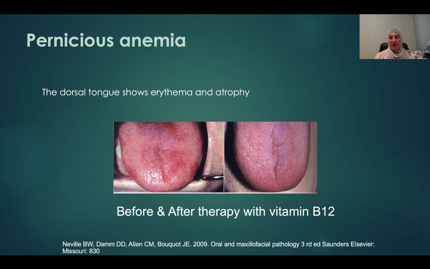This shows the changes here in the tongue for a patient suffering from pernicious anemia, and after prescribing vitamin B12, you can see the improvement in the tongue. The patches of erythema disappeared, depapillation disappeared, and normal papilla are being developed in the tongue.